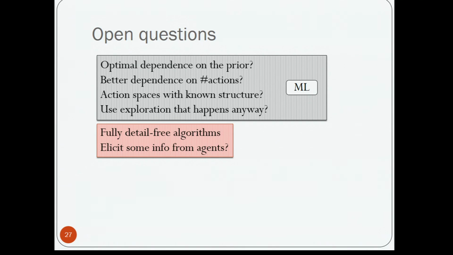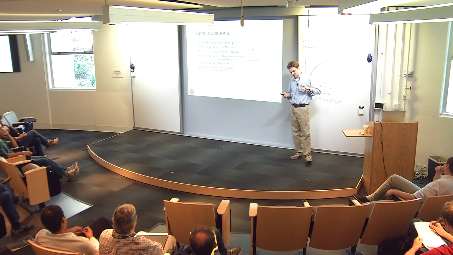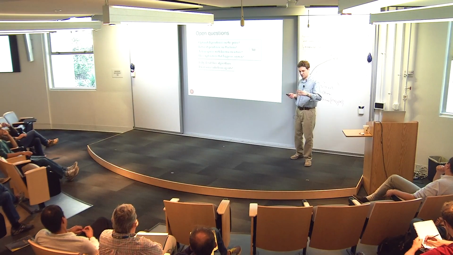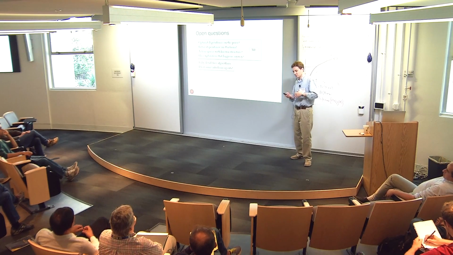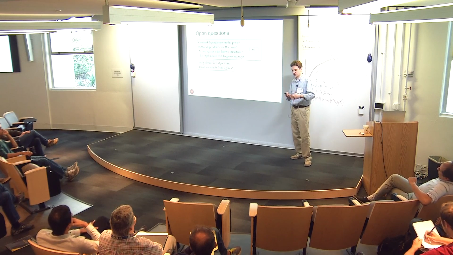And then a few more questions with a more economics or game theoretic flavor. We'd like to have algorithms that are detail-free in the sense that the algorithm needs to know very little or really nothing about the prior. We have a result in that direction and we'd like to do more. In particular, maybe it's possible to not assume that we know stuff, but to elicit it. But in that case, we need to be careful to make sure that agents are not incentivized to lie.